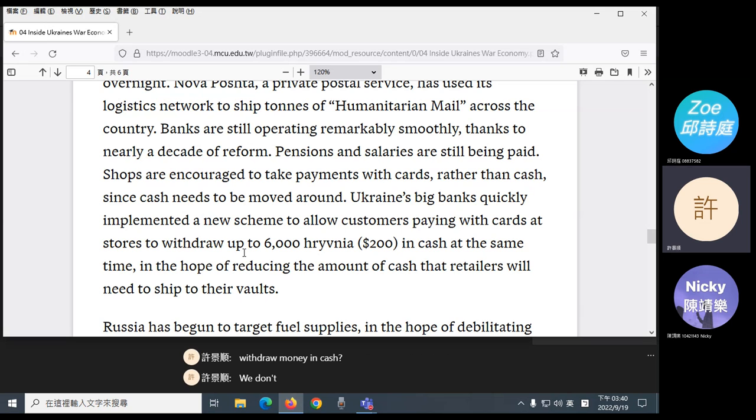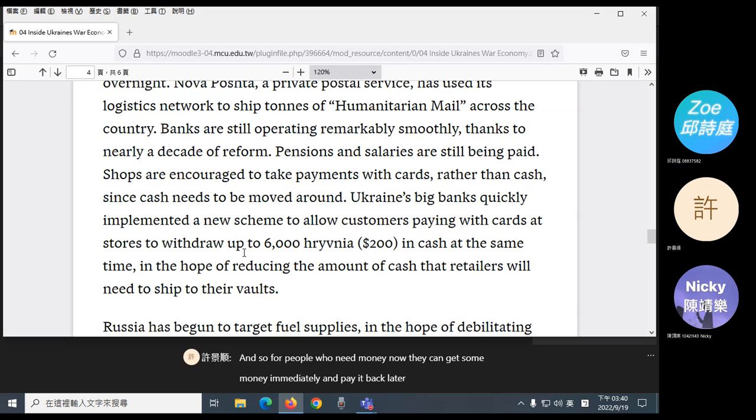We don't have this in Taiwan, I think, but if you go to the US, and you use a credit card to buy something, the store clerk will ask you, do you want cash back? Which means you can choose to withdraw some money in cash now and pay it back with your next credit card bill. And so for people who need money now, they can get some money immediately and pay it back later.